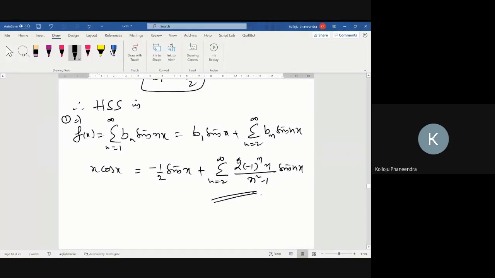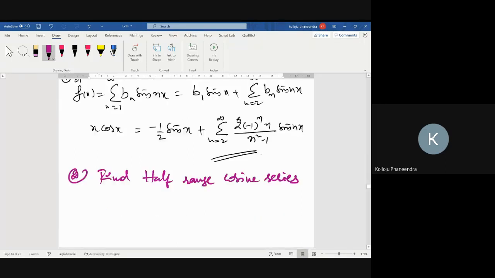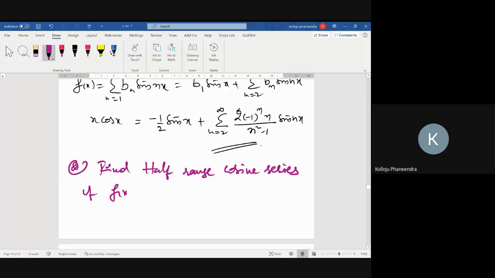This is a simple problem. Half range sine series. Let me do the same question. Find, same problem, half range cosine series. Half range cosine series of f of x equal to x into cos x in 0 to pi. This is assignment. Try this.